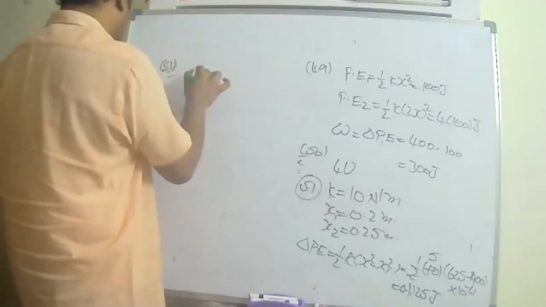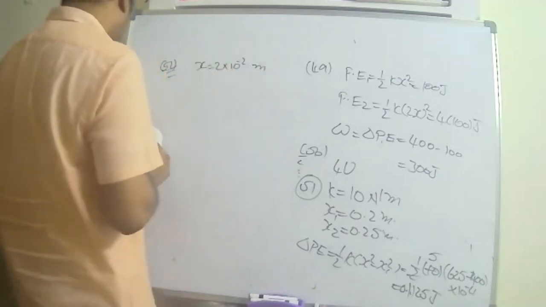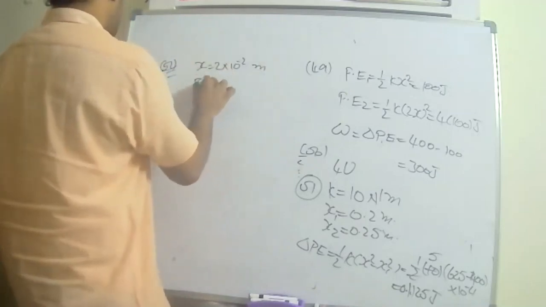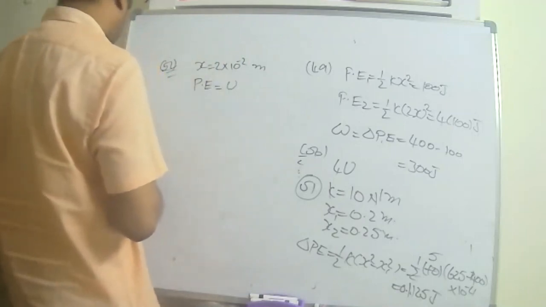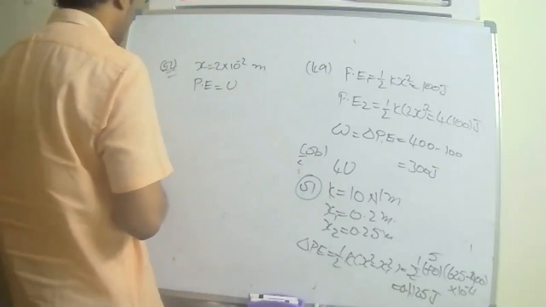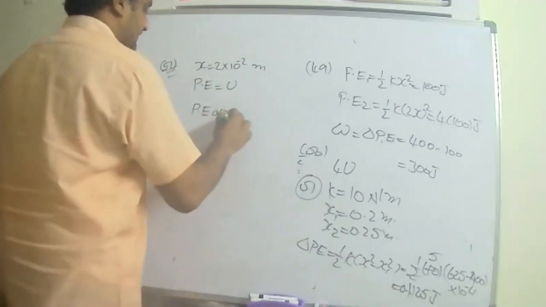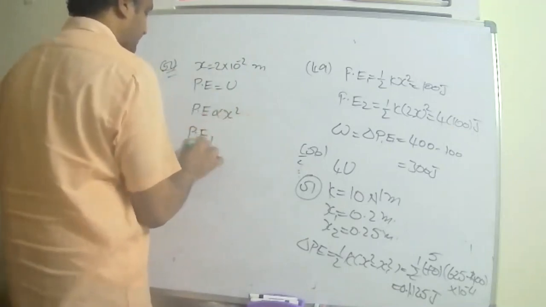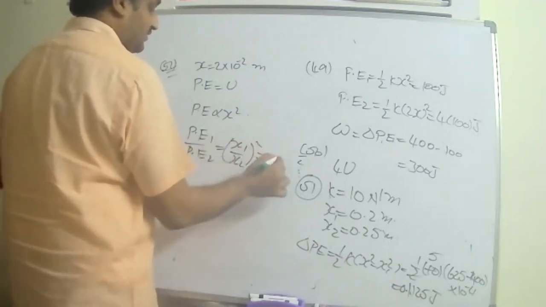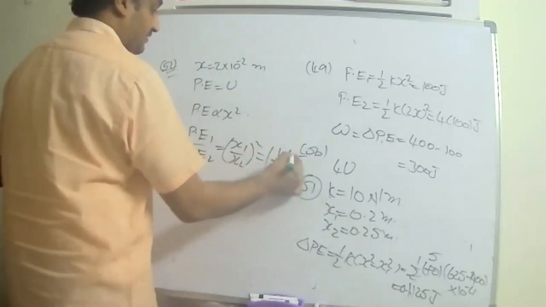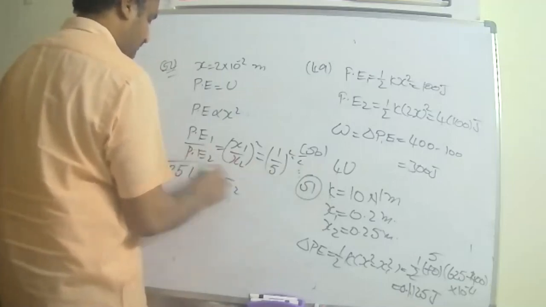A long spring is stretched by 2 centimeters. Its potential energy is U. If the spring is stretched by 10 centimeters, 5 times, what is the potential energy? P is directly proportional to x square. So P1 by P2 is equal to x1 by x2 whole square, 1 by 5 whole square. P1 is U and P2 is equal to 25 U.